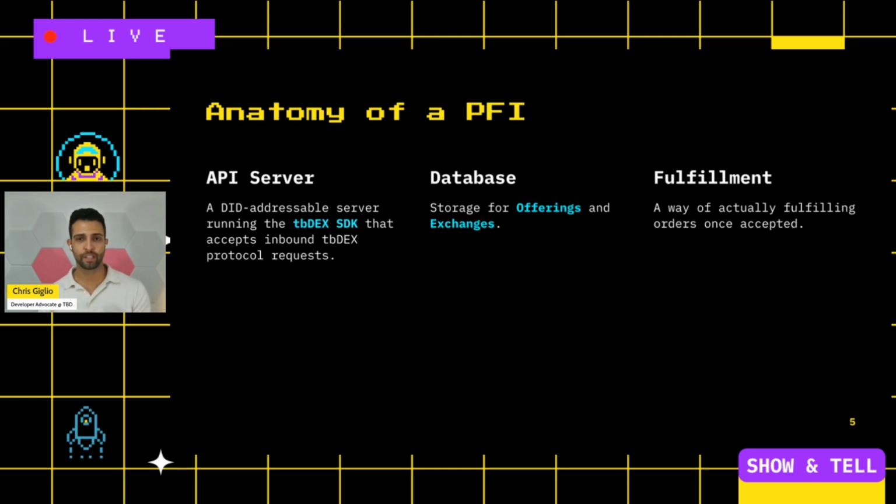And then lastly, you need a mechanism of fulfillment, right? It's awesome that we want to broadcast our offerings, that we want to put that out there, that we want to make that available and so democratized. We actually have to hold up on that promise, and we actually need to fulfill the order. That is not something that the tbDEX SDK actually handles. The tbDEX SDK is actually handling matching of transactions.